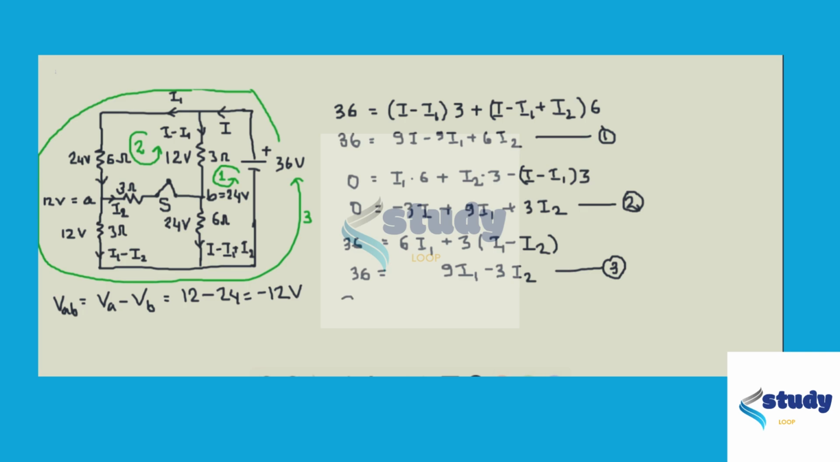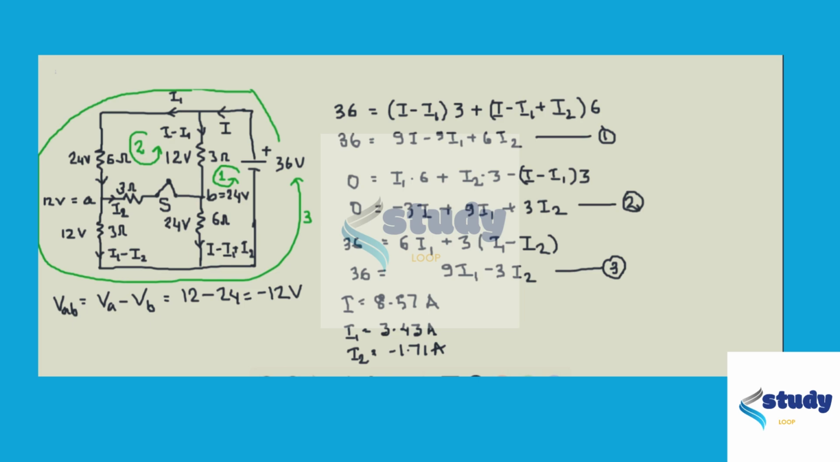Then you get I equal to 8.57 amperes. Similarly, I1 equals 3.43 amperes and I2 equals minus 1.71 ampere. So the minus sign indicates that our assumed direction of I2 was the opposite.